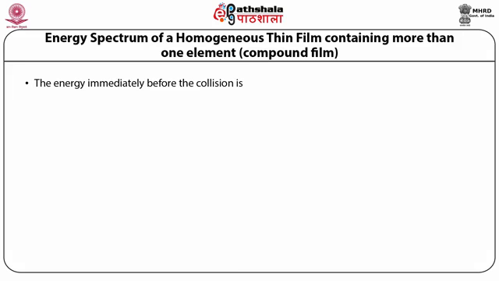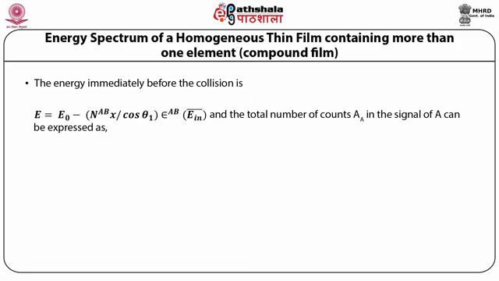The energy immediately before the collision is E equal to E0 minus N AB x divided by cos theta 1, whole multiplied by epsilon AB E bar in, and the total number of counts AA in the signal of A can be expressed as AA is equal to omega Q m N AB divided by cos theta 1, whole multiplied by integration from 0 to t sigma A, the function of E, times dx.